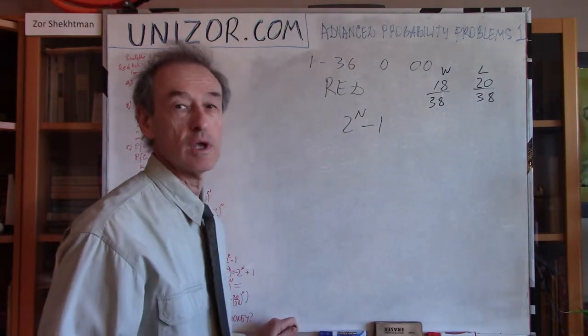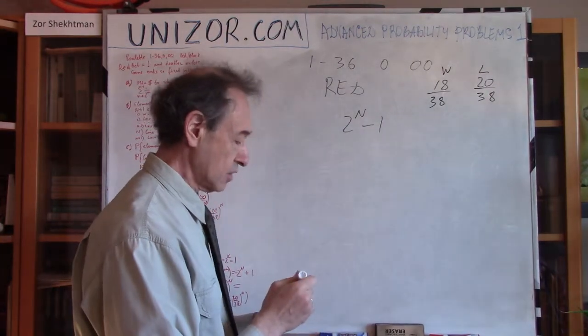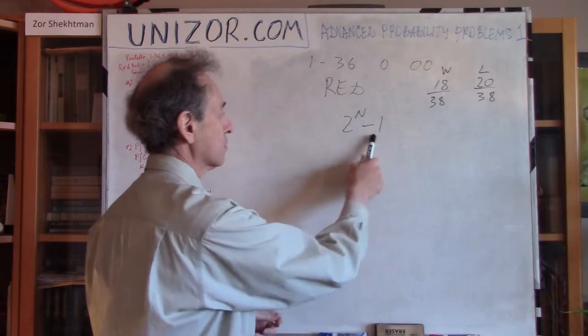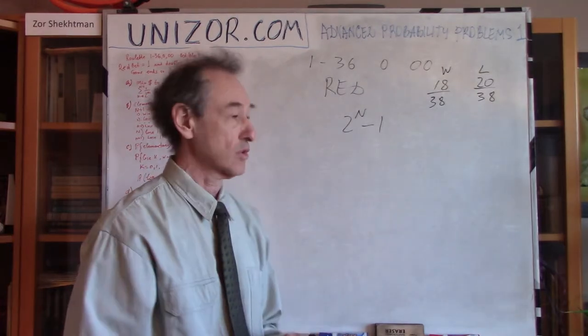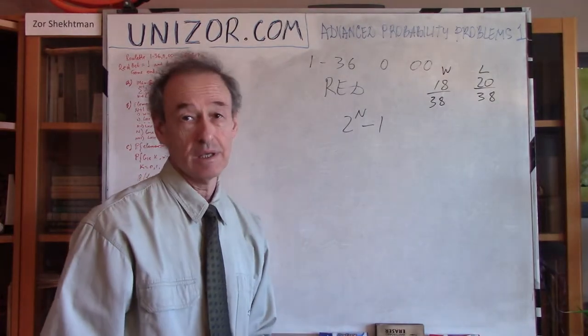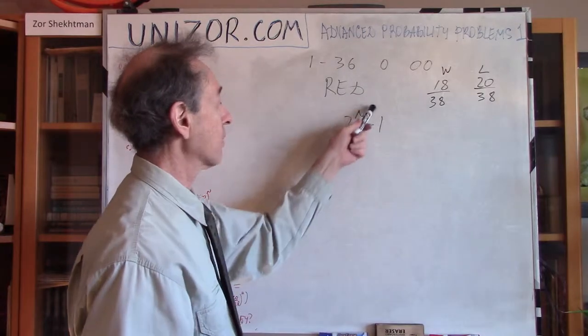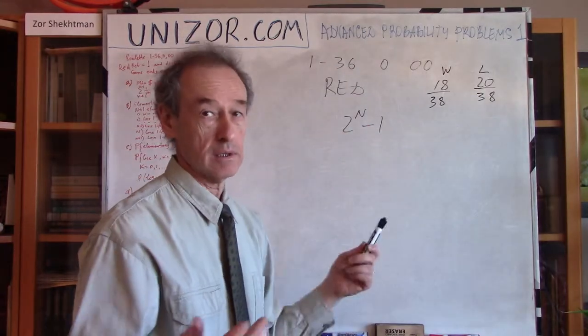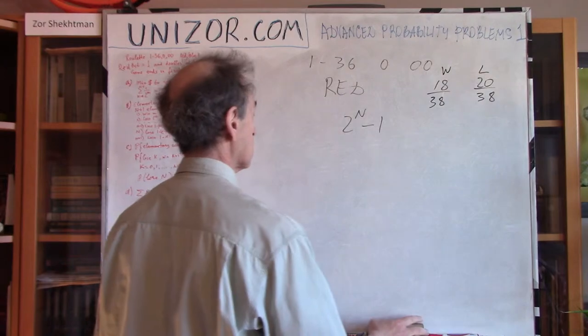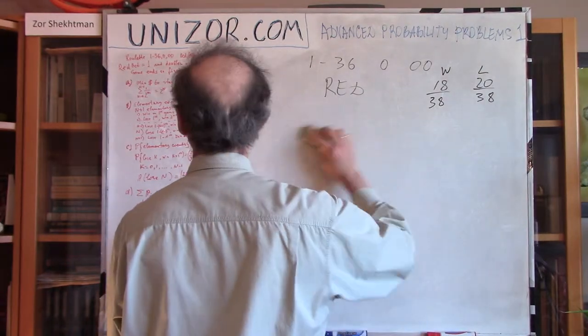Bitcoins, if you wish. If your initial bet is 1 Bitcoin, you need 2 to the power of n minus 1 Bitcoins. If your initial bet is $10, well, you need 2 to the power of n minus 1 times $10. All right, so that's my first problem. Next problem.